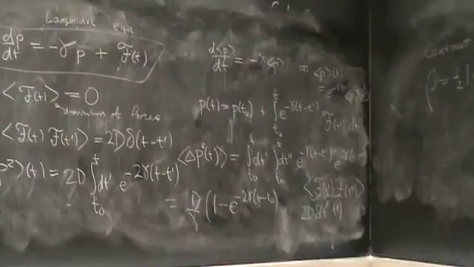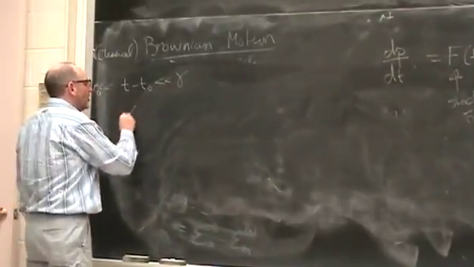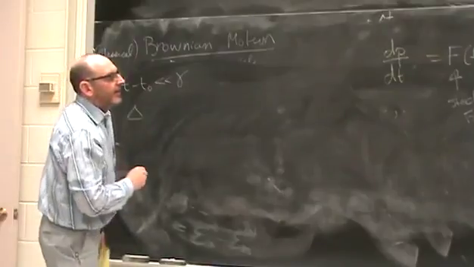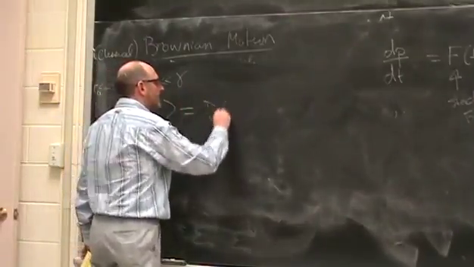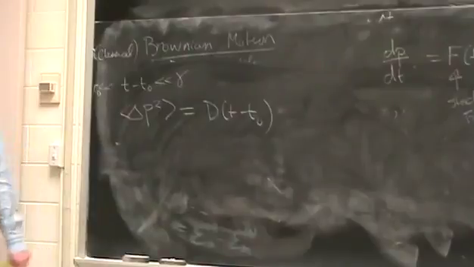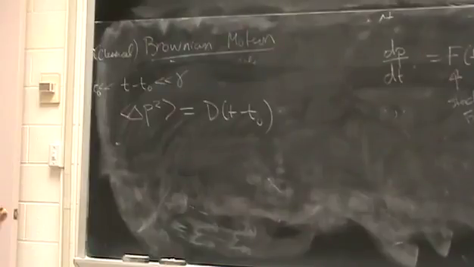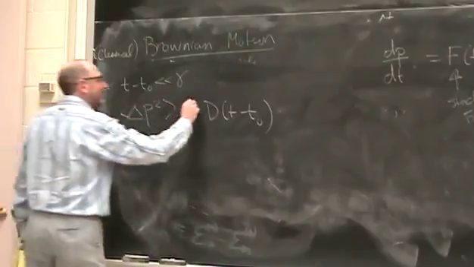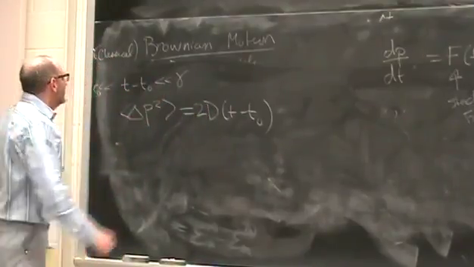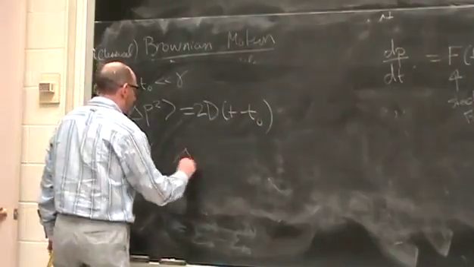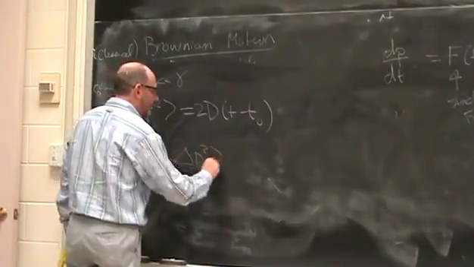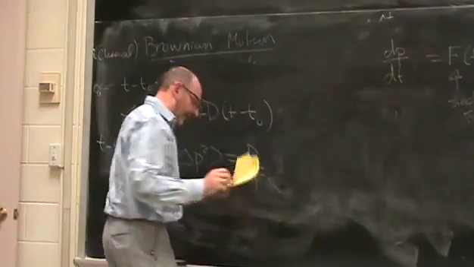For short times, when t minus t0 is very small compared to 1 over gamma, but big compared to the correlation time, well, then what we find is that these fluctuations grow like diffusion. Factors of two are messed up somewhere, but I don't know where. Oh, no, it should be 2 gamma. Yeah, good. When I expand that exponential. And when t minus t0 is huge compared to 1 over gamma, then this thing becomes D over gamma.